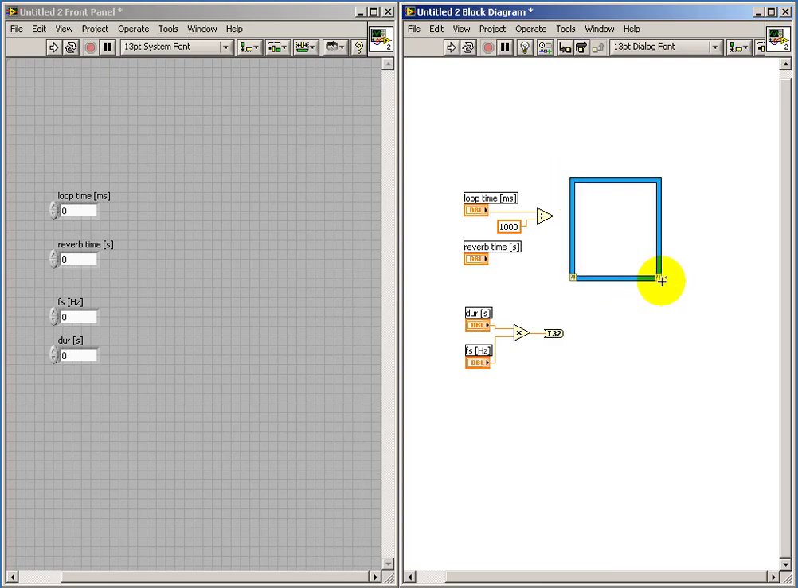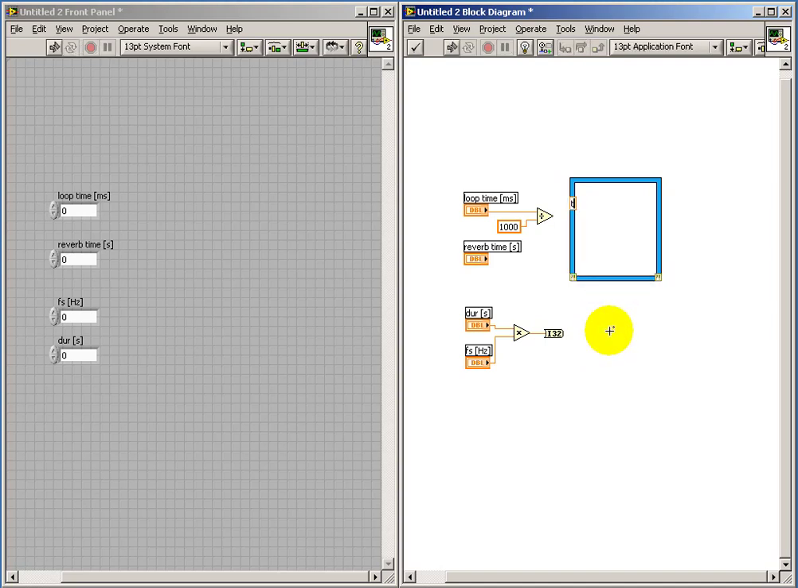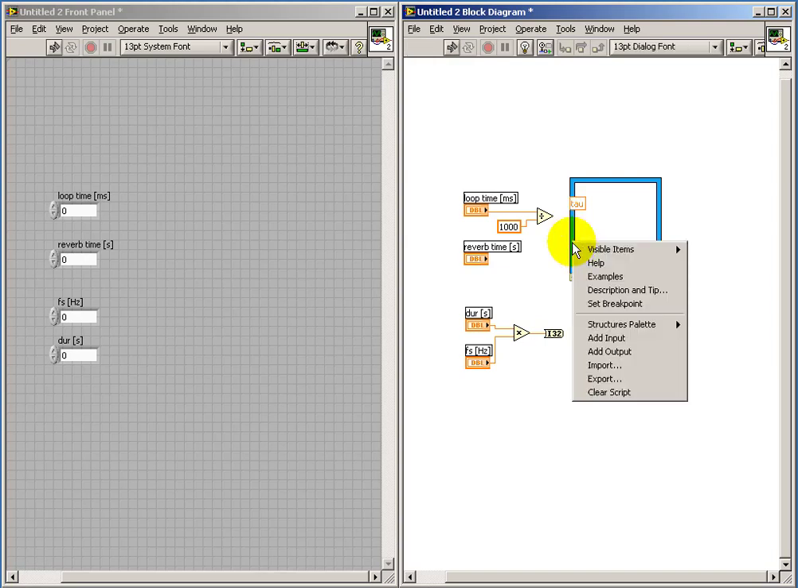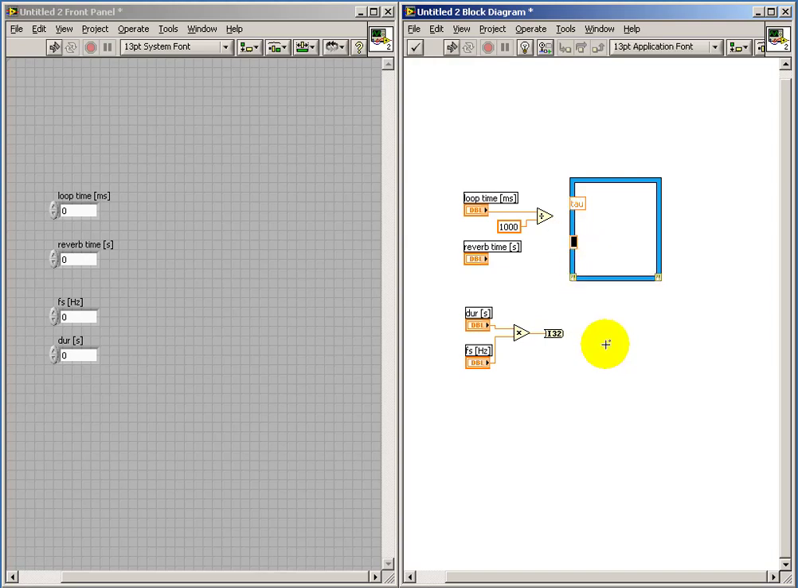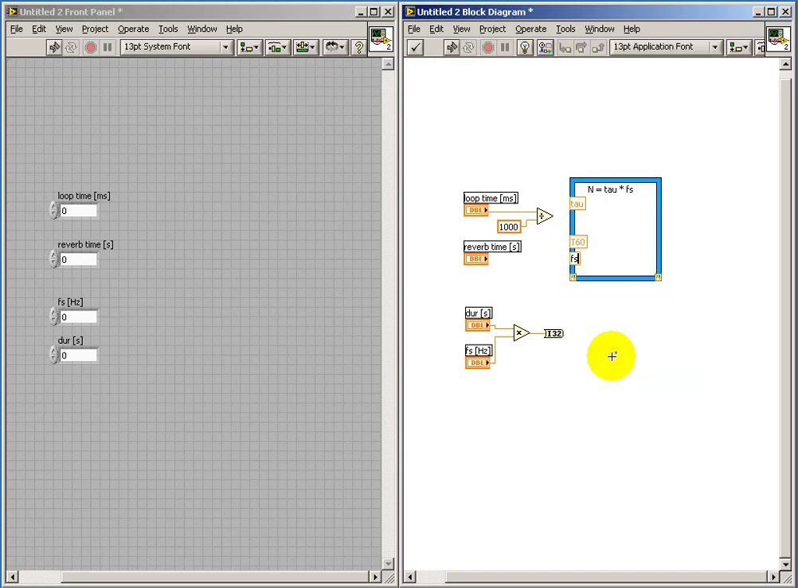I'll use a math script node to generate the coefficients for the digital filter. The math script node will accept the loop time, tau, and the reverb time, which we normally see written as T sub 60. Now the length of the delay line is the value n, and that's given by the expression tau times sampling frequency. So that's our loop time times the number of samples per second.